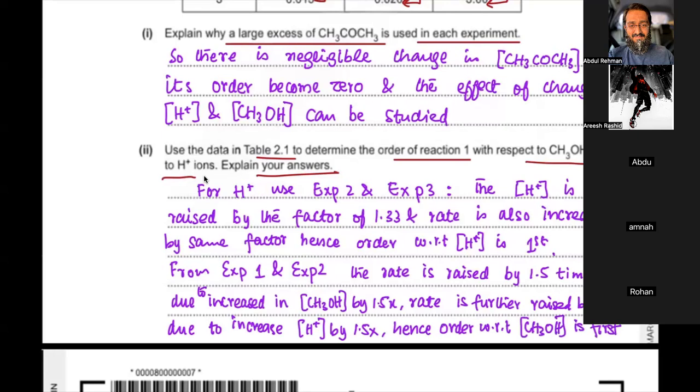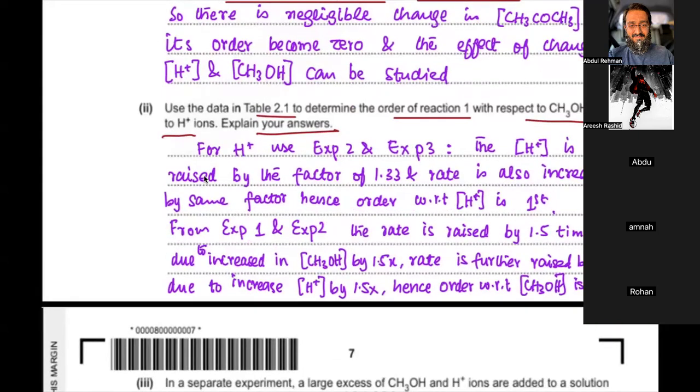Is this clear to all of you? Yes, if you can show it mathematically, both the things, then it is fine as well. And if you can write, the examiner can accept both ways, okay? So if you can represent this whole thing from experiment 2 and 3 for hydrogen and from experiment 1 and 5 for methanol mathematically, then it is fine as well. Okay.